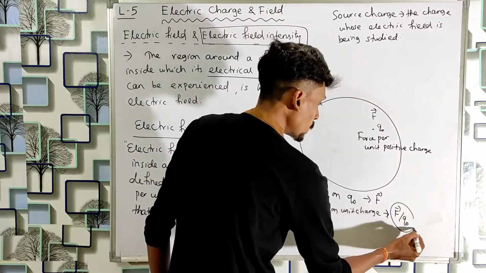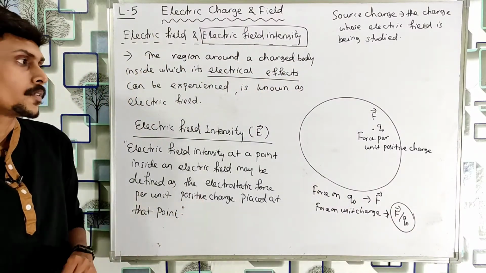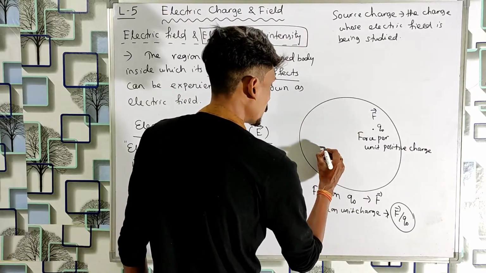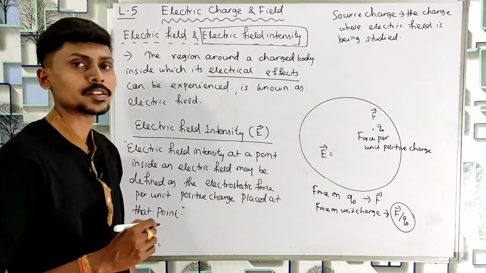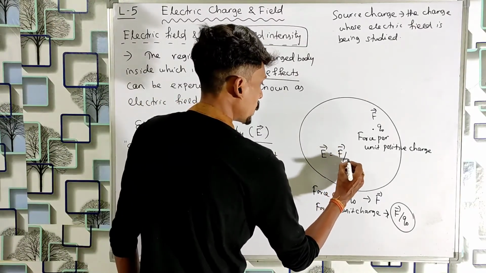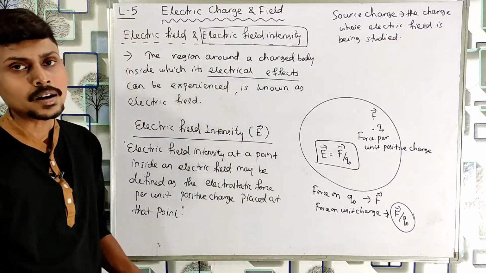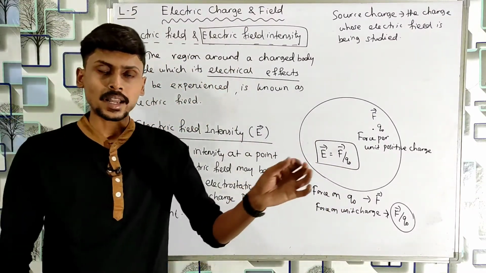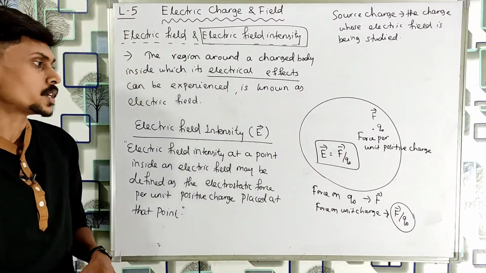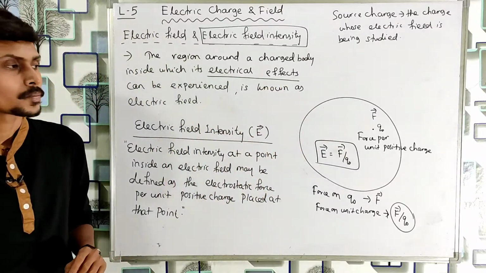So this force per unit positive charge is known as the electric field intensity. So I can write that E vector, the electric field intensity, is equal to F vector by q naught. F vector is the force acting on the test charge placed at the given point, and q naught is the magnitude of the test charge. So E is equal to F by q naught.